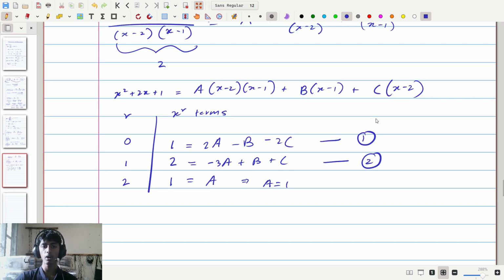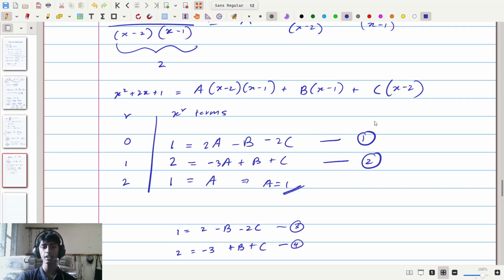Substituting a equal to 1 into the other two simultaneous equations, we can see that 1 is equal to 2 minus b minus 2c, and also that 2 is equal to negative 3a, which is a is 1, so negative 3 plus b plus c. So now we have these two simultaneous equations, which I'm going to call now 3 and 4.